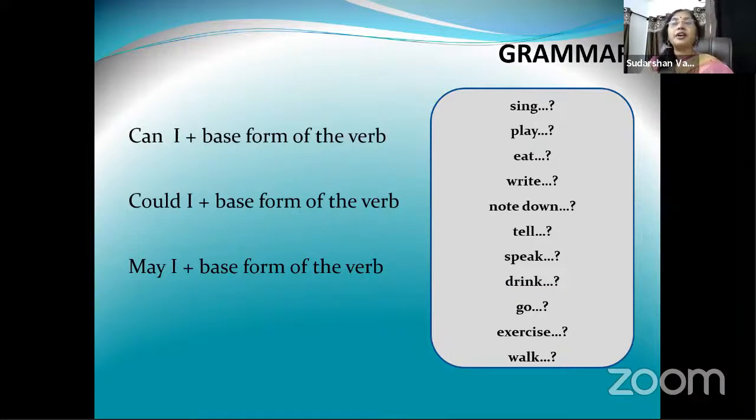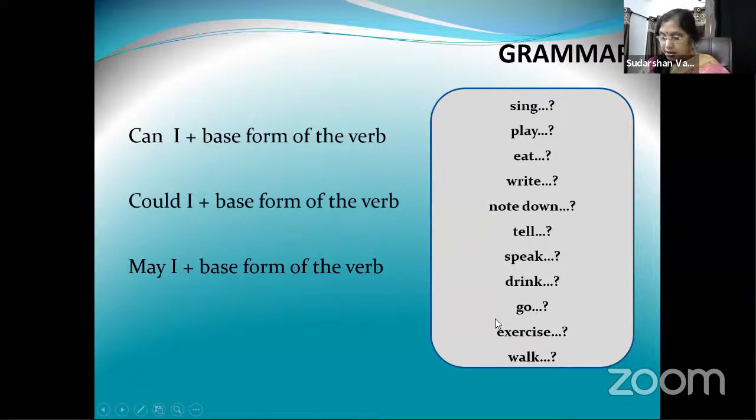Take a screenshot, make a table like this and start practicing. So can I, base form? Could I note down? Could I tell a story? Could I tell the secret? Could I tell the secret to everybody? Could I tell your secret to everybody? Could I speak to you now? May I speak to you now? Formal. May I drink some water?